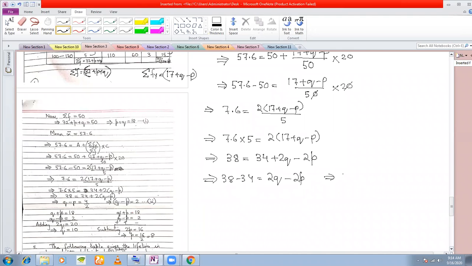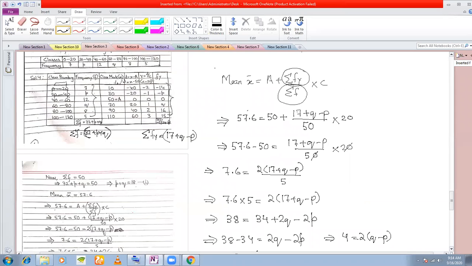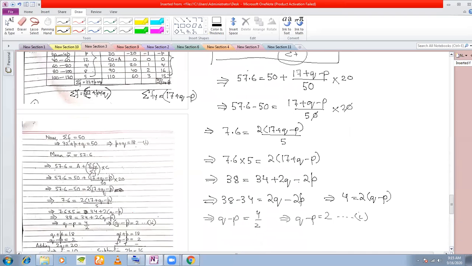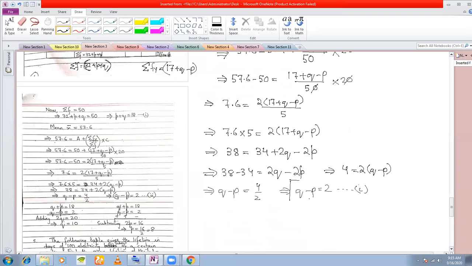That means 38 minus 34 is 4, and 2q minus 2p is twice q minus p. So what is q minus p here? q minus p is 4 divided by 2. So we are getting q minus p is equal to 2. Let us call this equation number 1. So with the help of the mean formula for the step deviation method, x bar is equal to a plus sigma fy by sigma f into c, we get the equation q minus p is equal to 2.